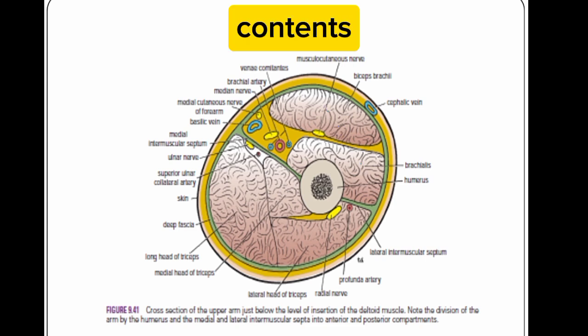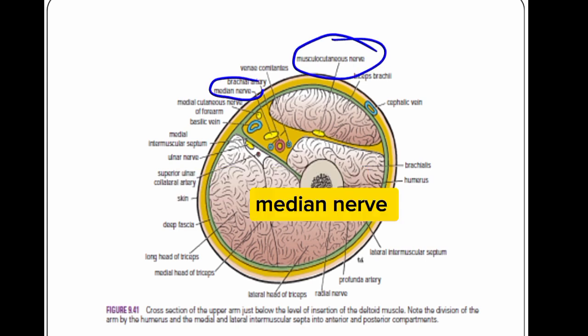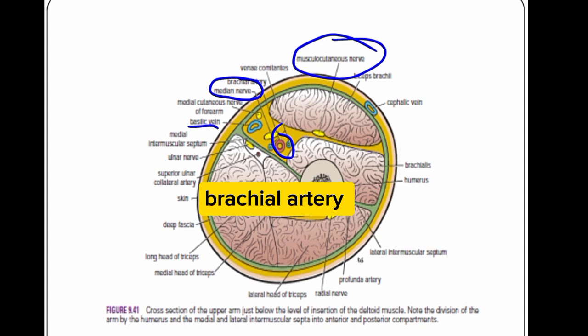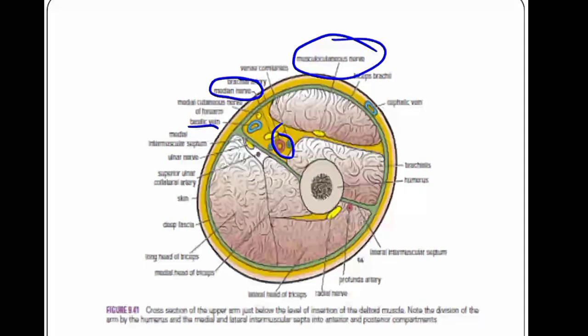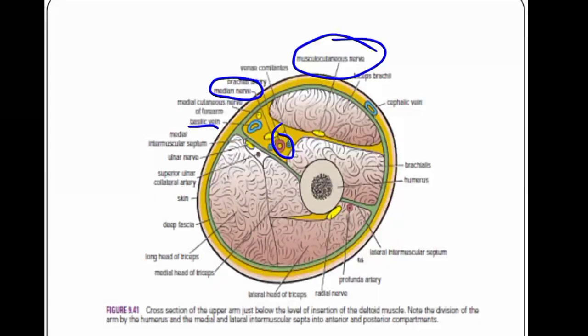Now when we discuss the contents of this compartment, it has the muscles as already mentioned. It has nerves: the musculocutaneous nerve, the median nerve, and another nerve that is called the ulnar nerve. And it has the basilic vein and the brachial artery that is present in the center, while there is also another nerve that is called the radial nerve, but it is not present in the superior aspect of the anterior compartment. It is present in the inferior part of the anterior osseofascial compartment of the arm.